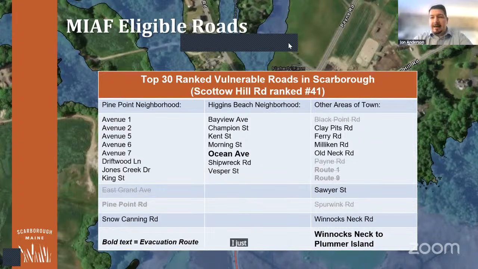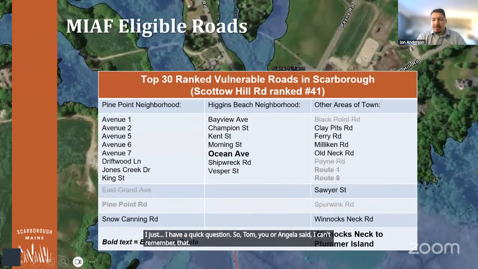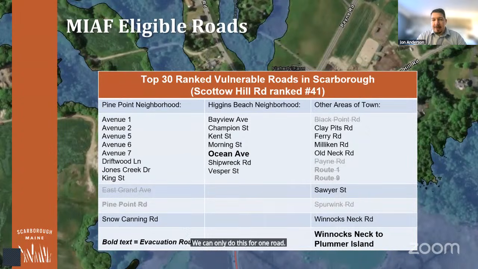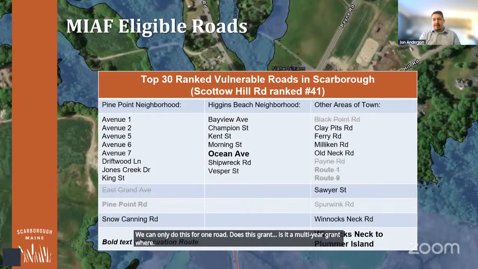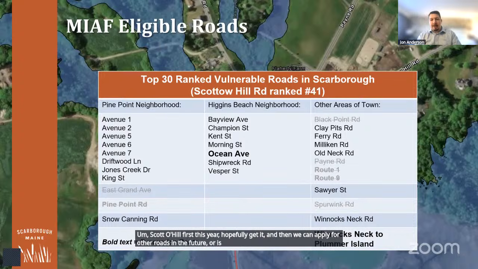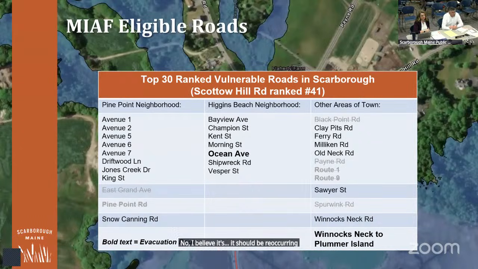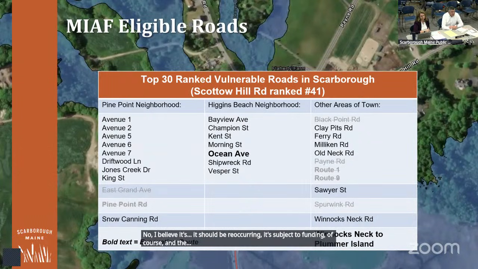I have a quick question. So Tom, you or Angela said, I can't remember, that we can only do this for one road. Is this a multi-year grant where we go with an application for Scotto Hill first this year, hopefully get it, and then we can apply for other roads in the future? Or is it really a one-time only grant? No, I believe it should be recurring. It's subject to funding, of course, and the challenges of that. But theoretically, it is an ongoing grant program.